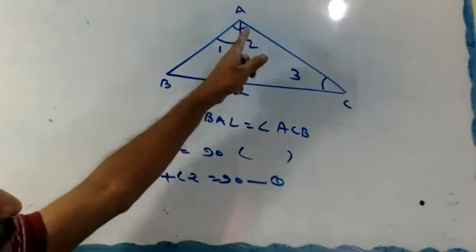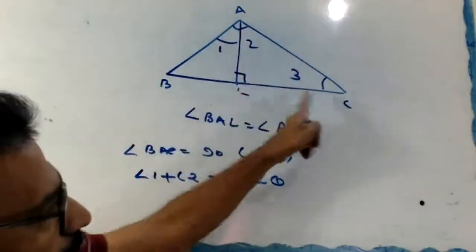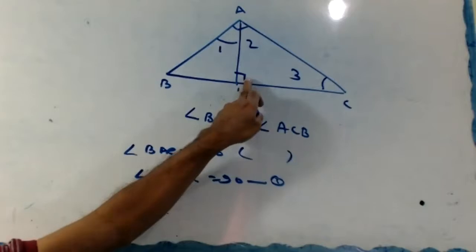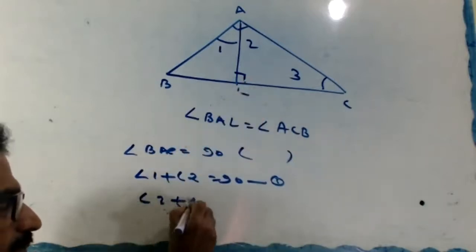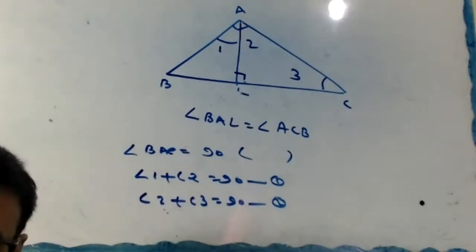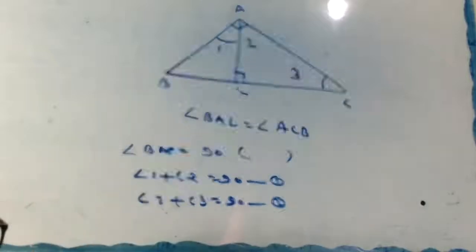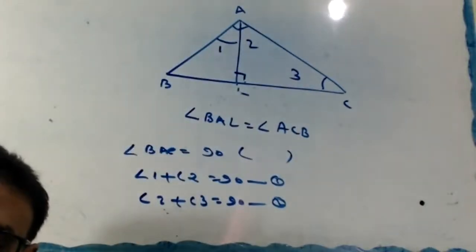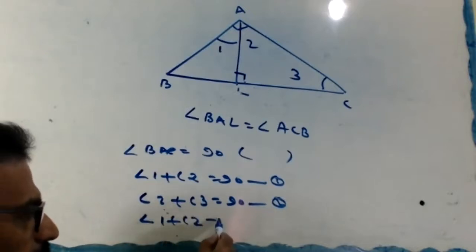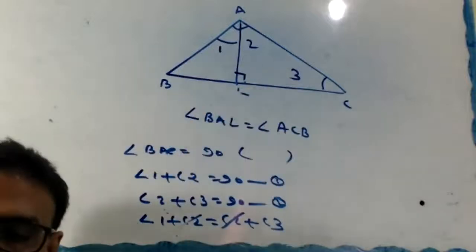Then after that, don't write, I'll give the note. In triangle ALC, angle ALC, how much? This angle is 90. What about 2 plus 3? Equal to 90. Correct or no? Because in triangle ALC, angle ALC is 90, therefore 2 plus 3 is also 90, by the angle sum property of a triangle. Equate angle 1 plus angle 2 equal to angle 2 plus angle 3. 2 cancels, so 1 equal to 3.